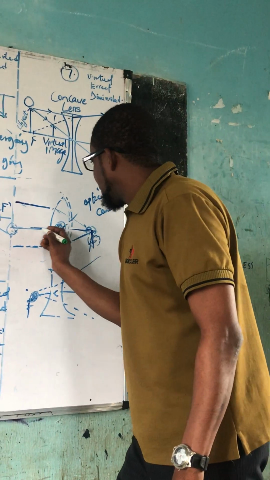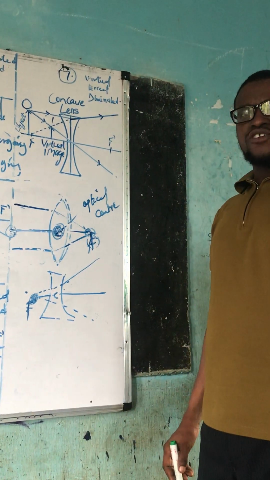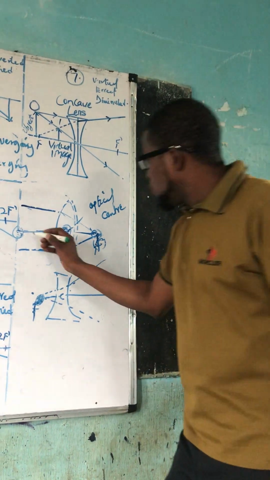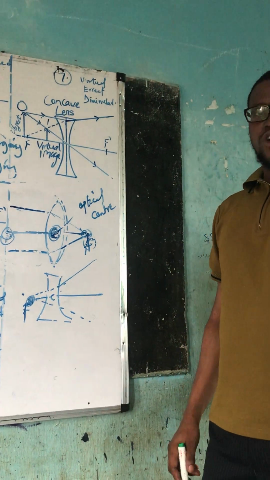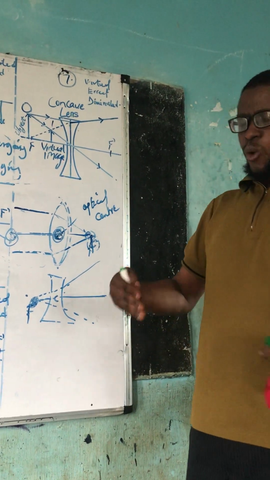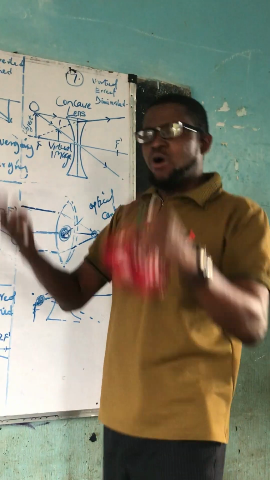This line that joins the optical center to the radius of curvature is called the principal axis. While here is called the radius of what? Curvature, because it is the radius from which the sphere falls apart.